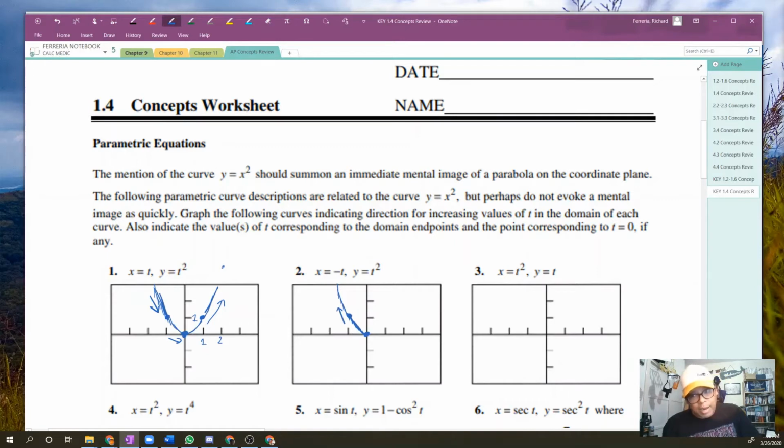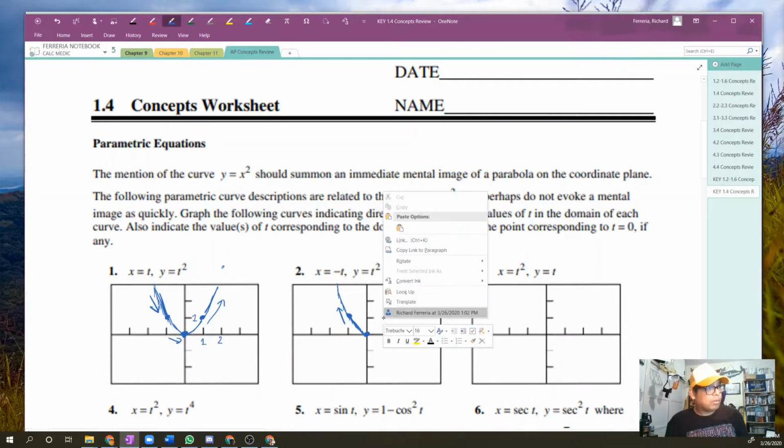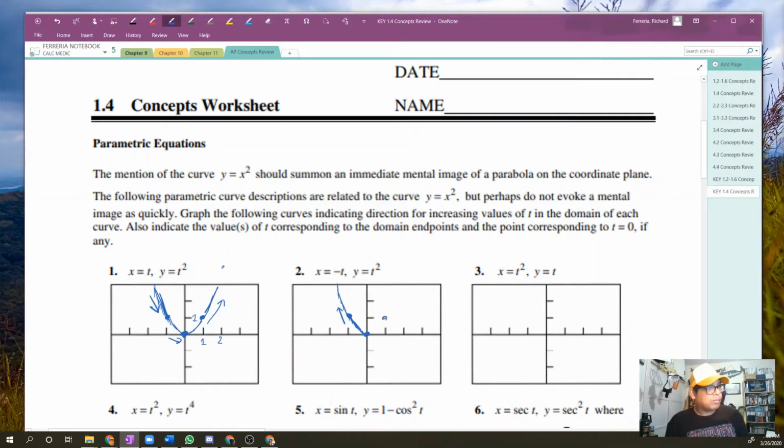So let's work backwards then. When t equals negative 1, the x-coordinate is 1, and the y-coordinate is 1 squared. So on this side we're going in this direction. Okay, let's do the next one.